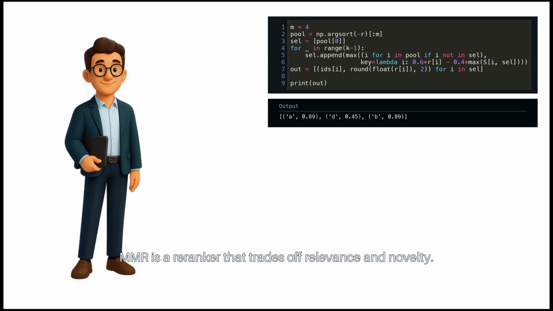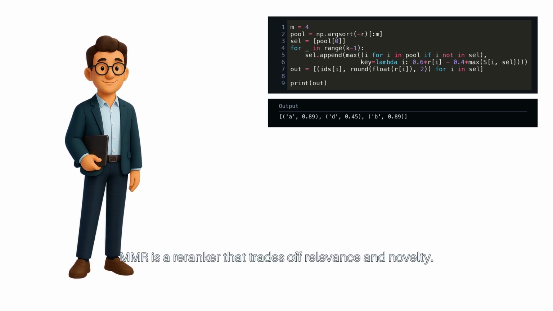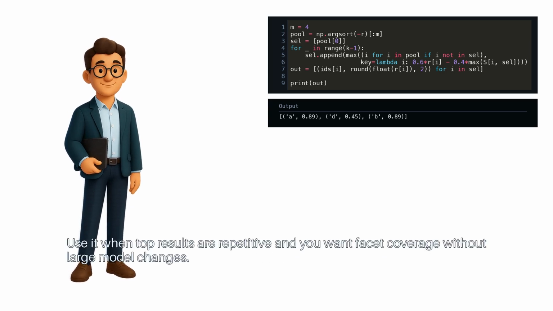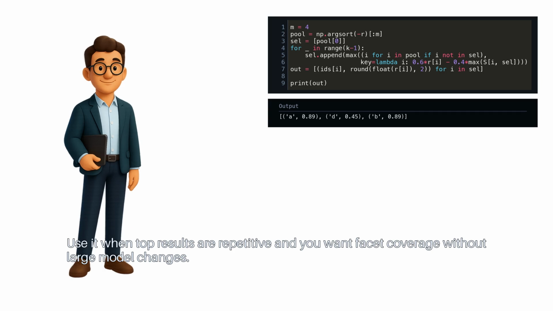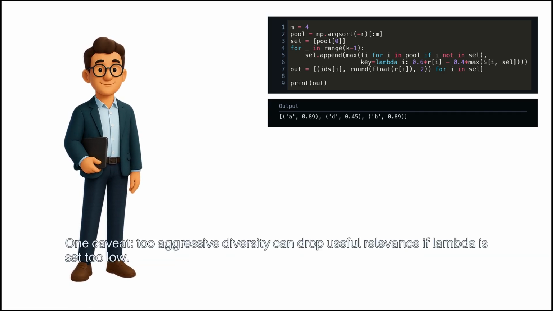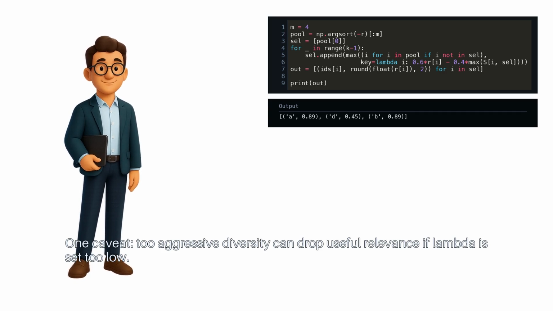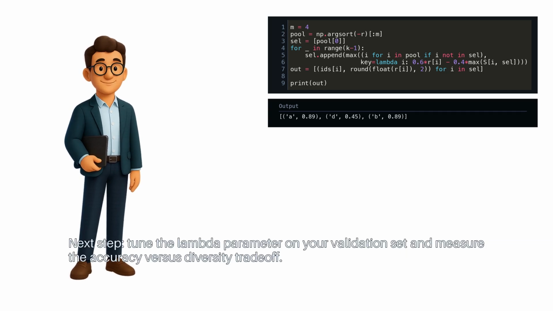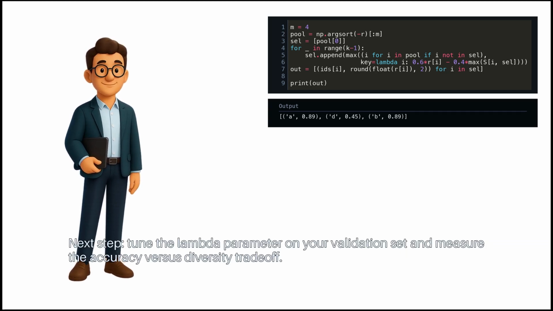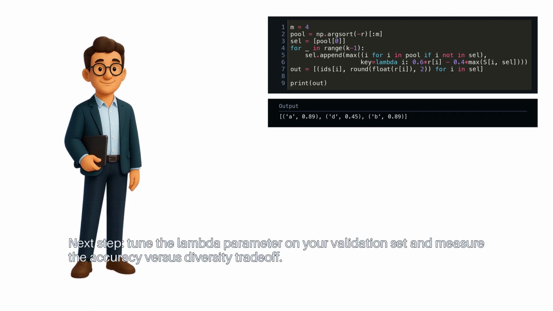Recap: MMR is a reranker that trades off relevance and novelty. Use it when top results are repetitive and you want facet coverage without large model changes. One caveat: too aggressive diversity can drop useful relevance if lambda is set too low. Next step: tune the lambda parameter on your validation set and measure the accuracy versus diversity trade-off.